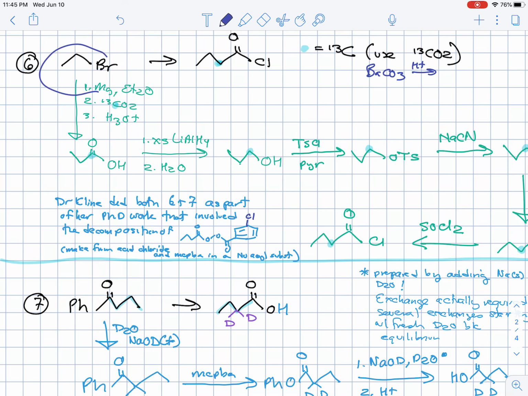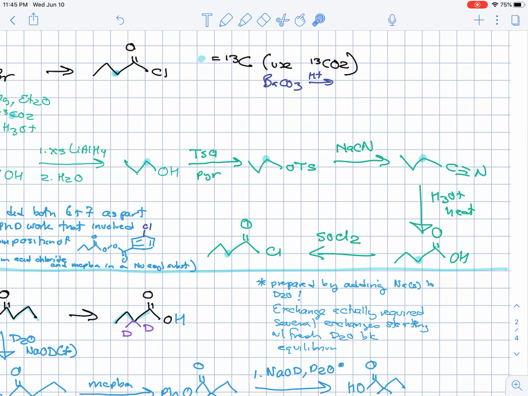So we have the ethyl bromide. We make the Grignard. We add the radio label with the carbon 13 labeled carbon dioxide. Add acid to protonate that, because we're protonating a carboxylate, and so that gives us our label there. Then you can reduce that with excess lithium aluminum hydride to make the primary alcohol. React this with, I happen to use, tosyl chloride in pyridine, and I made this tosylate. And then I reacted this with sodium cyanide in DMSO, as it turns out, to make the nitrile.